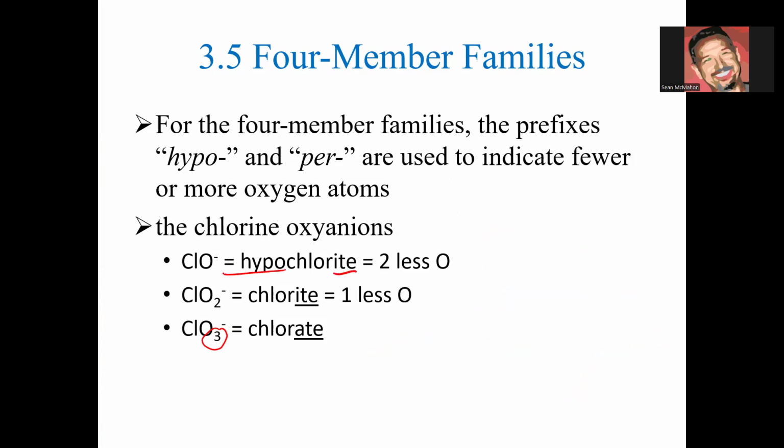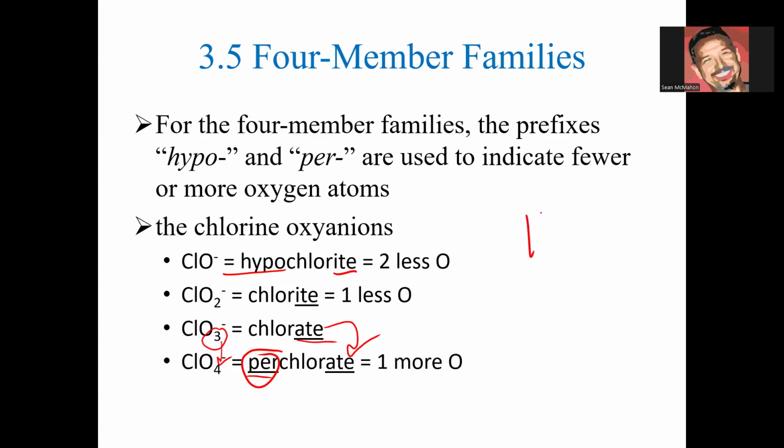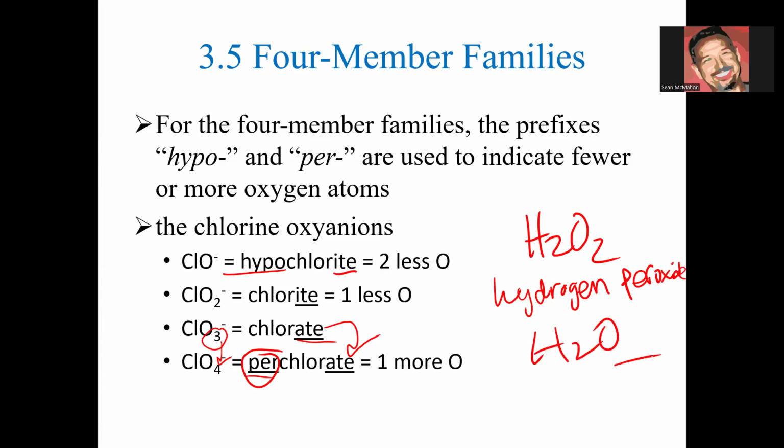Now you add the hypo prefix. Now instead of doing less, we do more: per. So now it's 8, but it's 1 more than the 8. So you add the per. And you've seen this. I'll give you an example. This is hydrogen peroxide. Why is that? Because there's 1 more oxygen. So you have the per prefix.